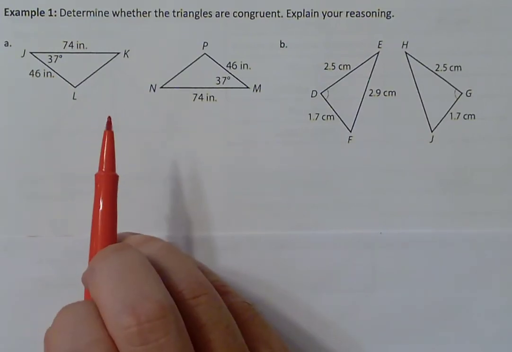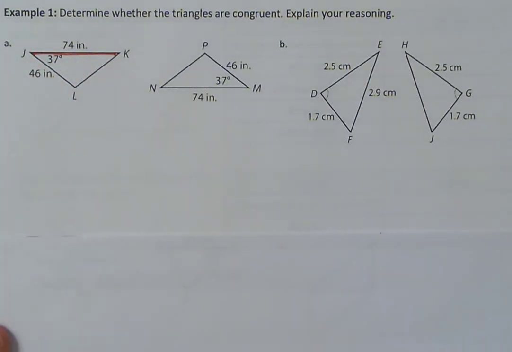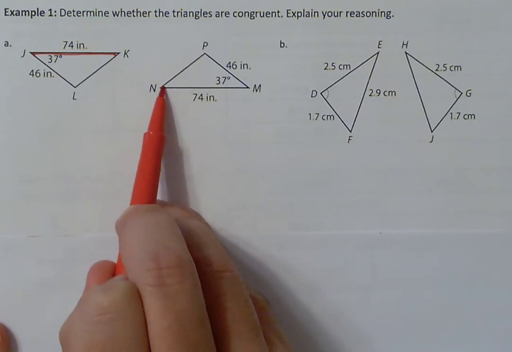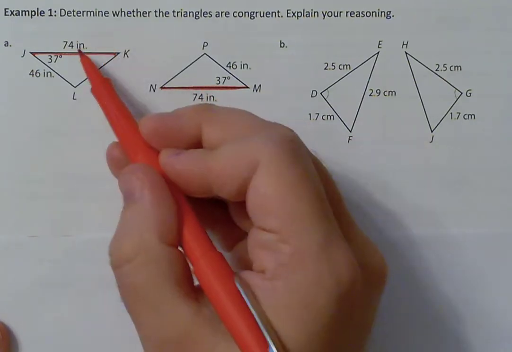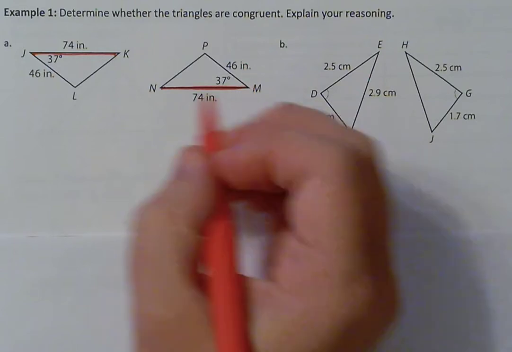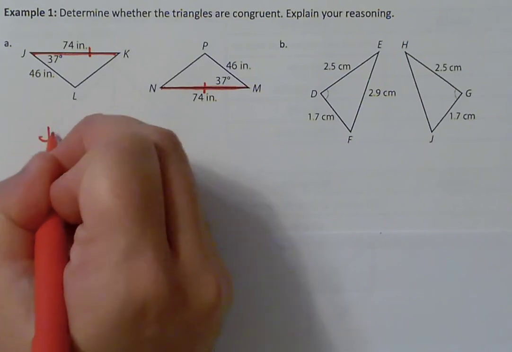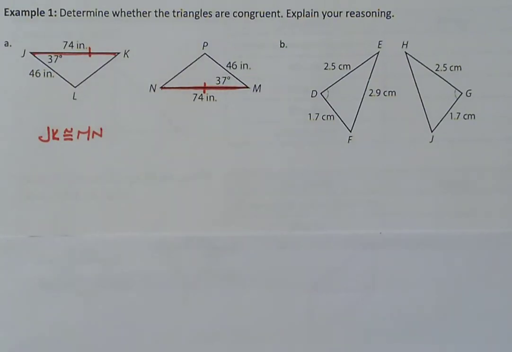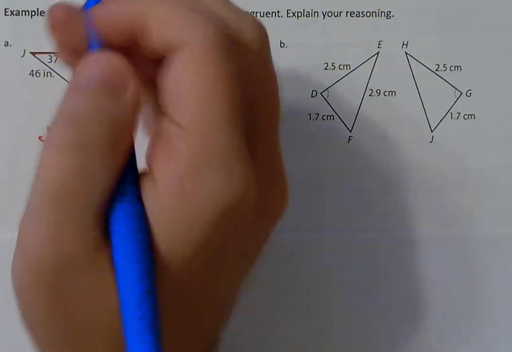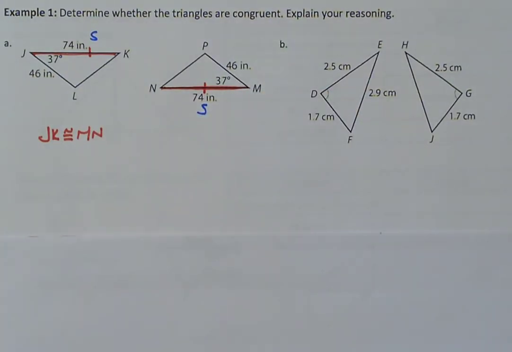So let's first start with a side length. So I know JK is 74 inches, and then in my other triangle, I know that NM is also 74. So because JK and NM are 74, that means that I know they are congruent to each other. So I can say JK is congruent to MN. So that is my first set of side lengths, so I know that I have a side now.